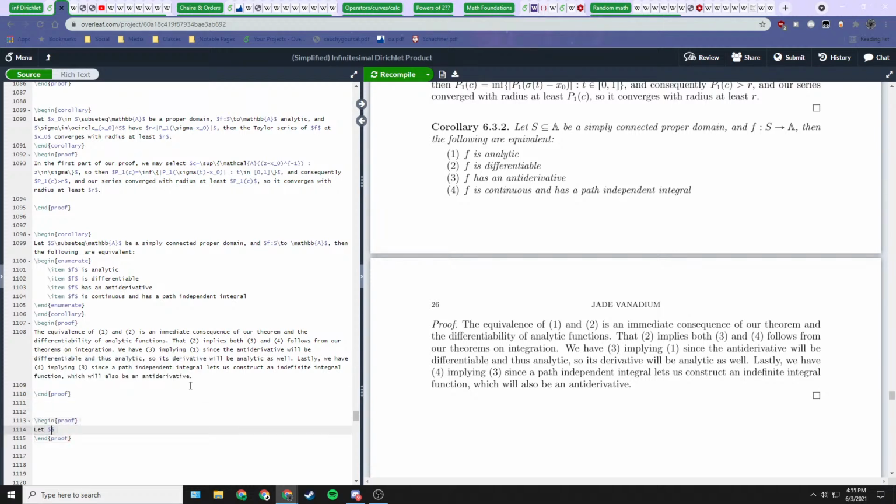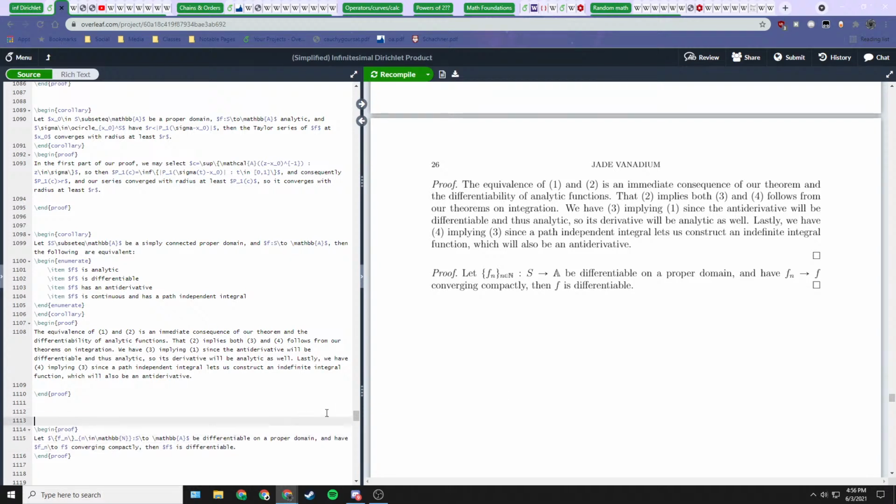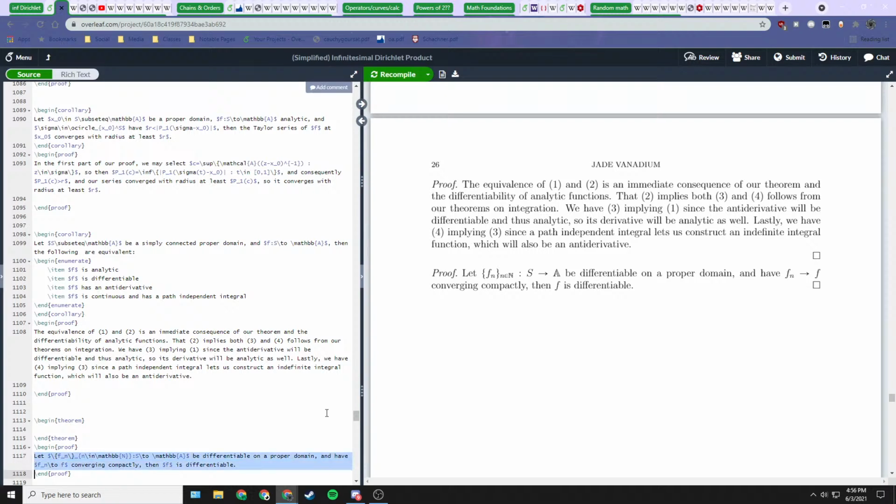So let f sub n, indexed by n in the naturals, and f, mapping S to A, be differentiable on a proper domain, and have f sub n converging to f compactly. Then, actually, sorry, put the cart before the horse. F is differentiable. That's in the proof section. That should be the theorem statement.